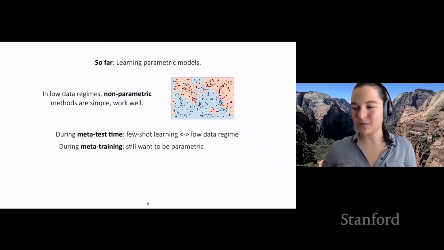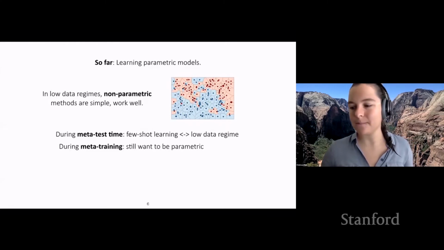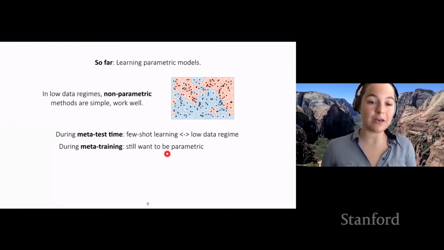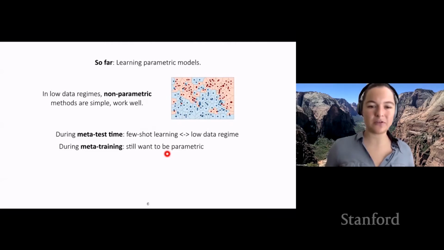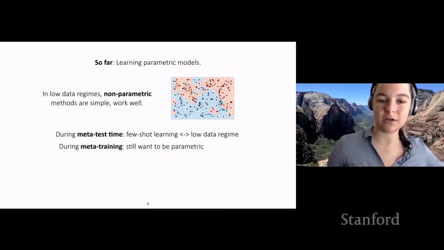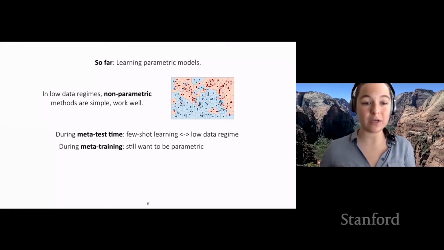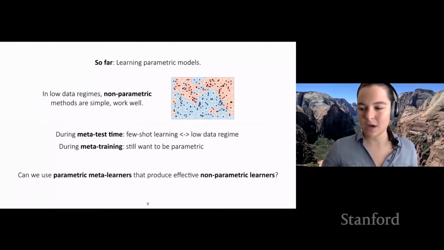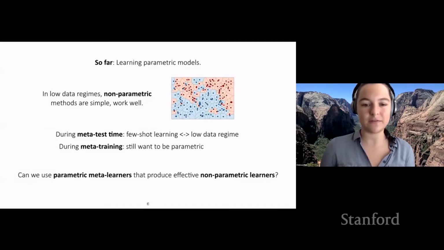With this in mind, we want to think about how we might leverage non-parametric methods in the inner loop. However, during meta-training, we still want to be parametric because we want to be able to leverage a large amount of previous experience and data. The key trade-off between parametric and non-parametric methods is that non-parametric methods are simple and work well in the low data regime, but when you have a ton of data, they don't scale as well because you have to do lookups on your training data set. So when we're doing few-shot learning at meta-test time, we're going to be in the non-parametric setting, and during meta-training, we're going to try to be in the parametric setting. In particular, the key idea is whether we can use parametric meta-learners that produce effective non-parametric learners.